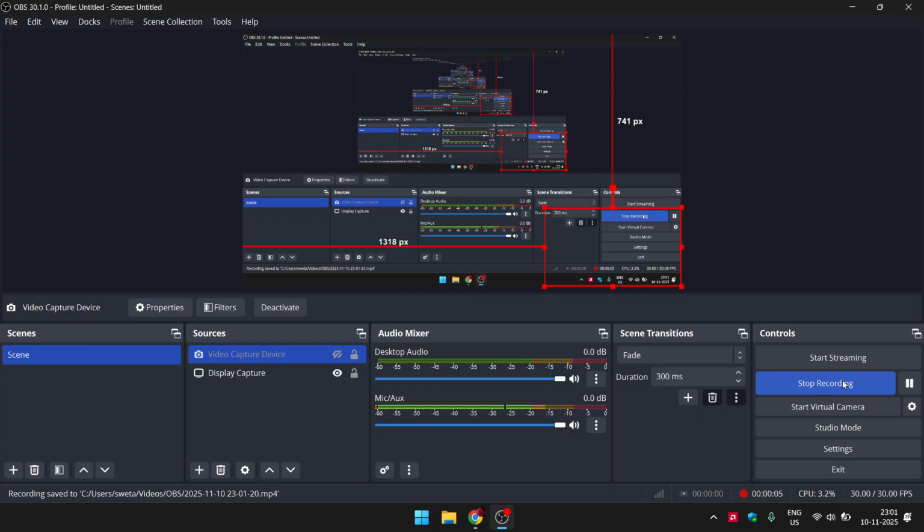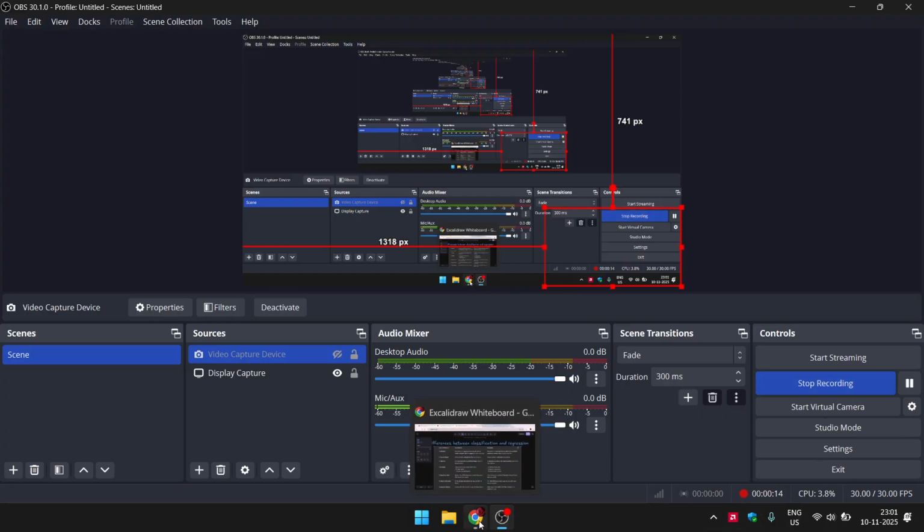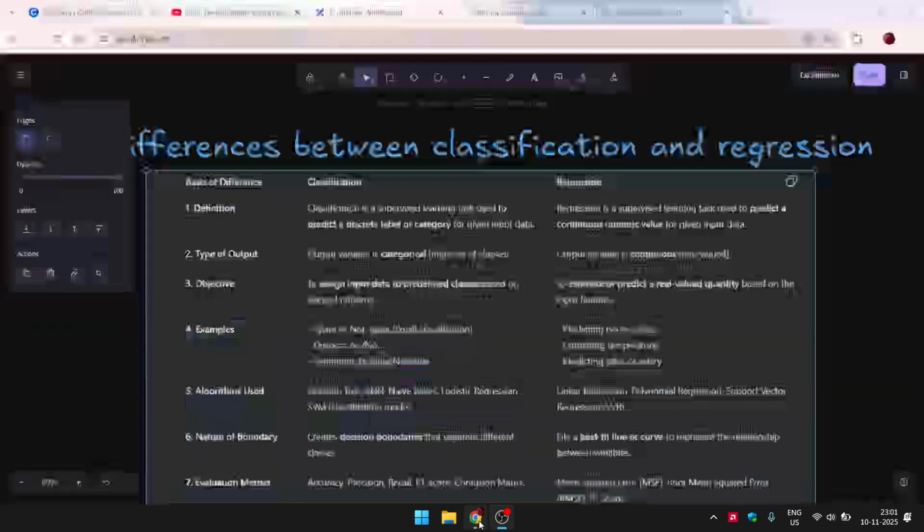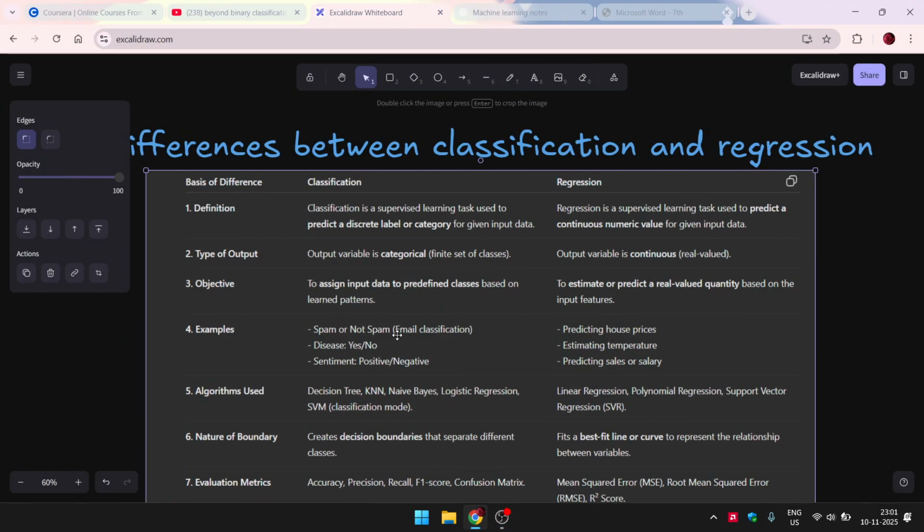In this video, we are going to learn the difference between classification and regression in supervised learning. This is one of the most important differences in the machine learning subject. So let's get started.